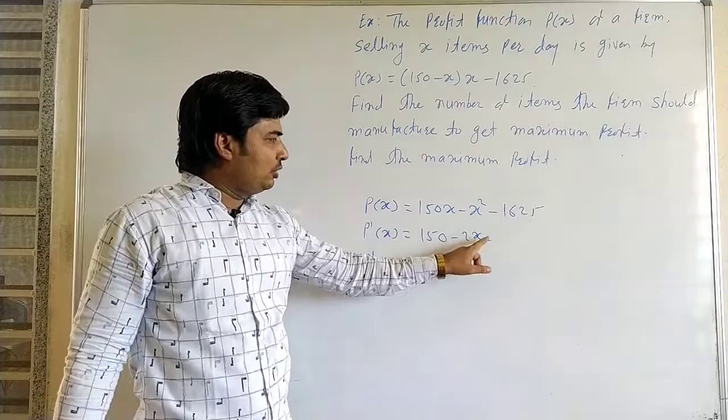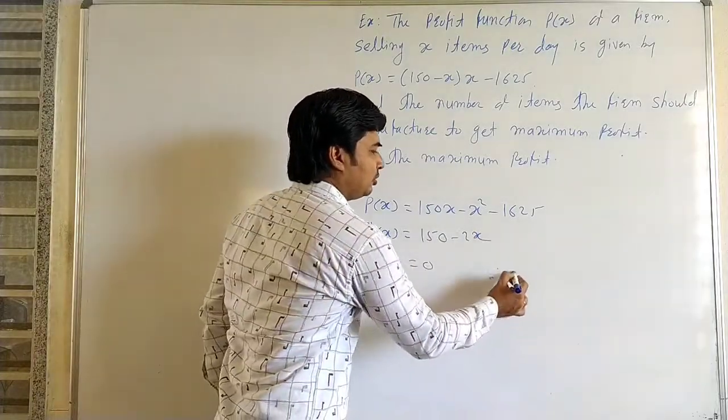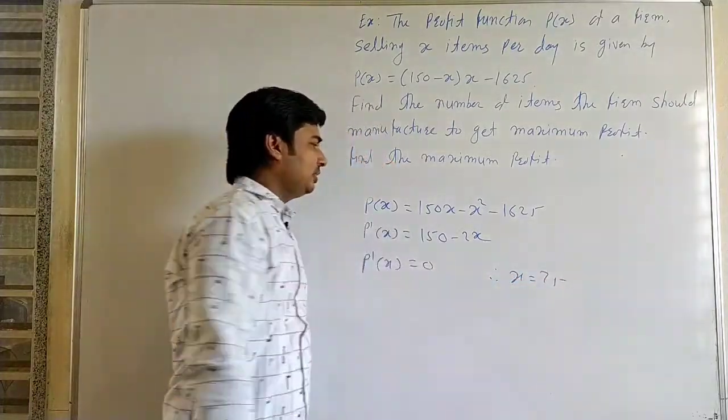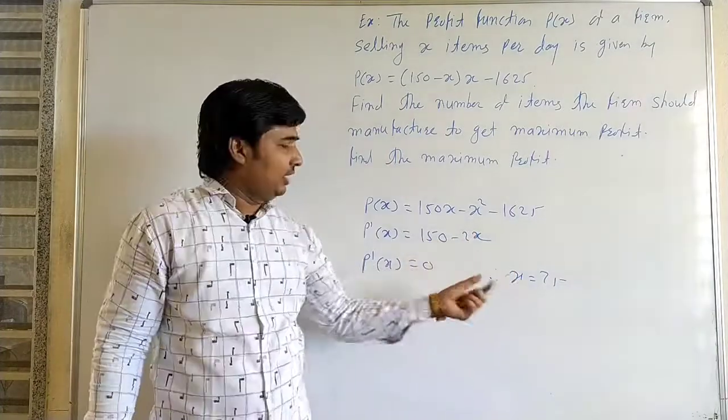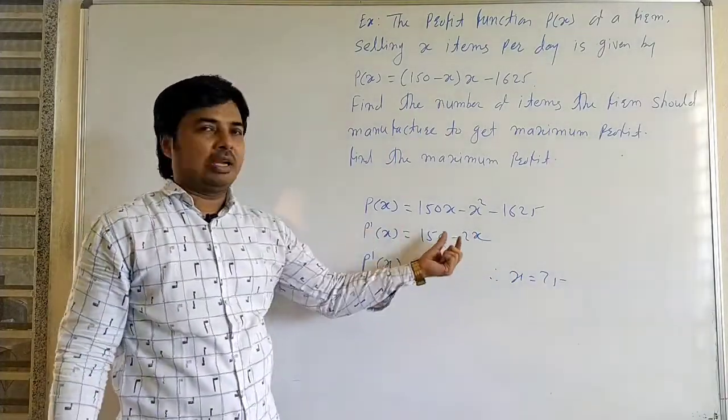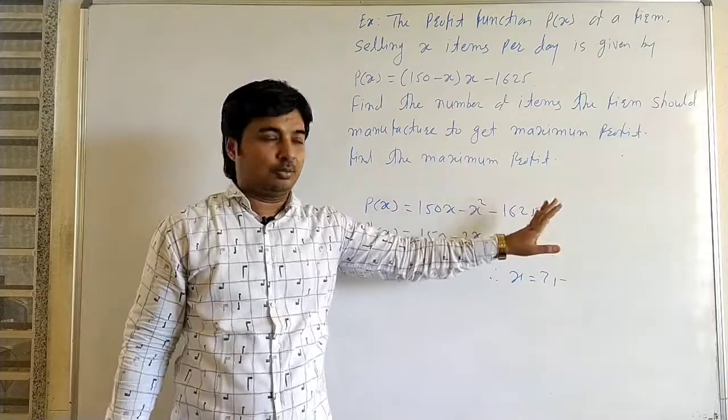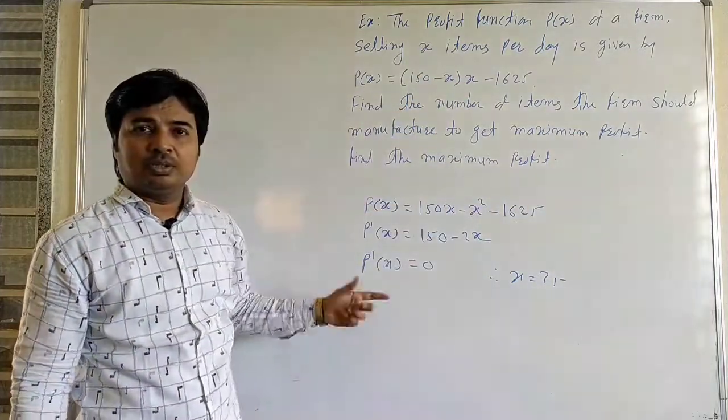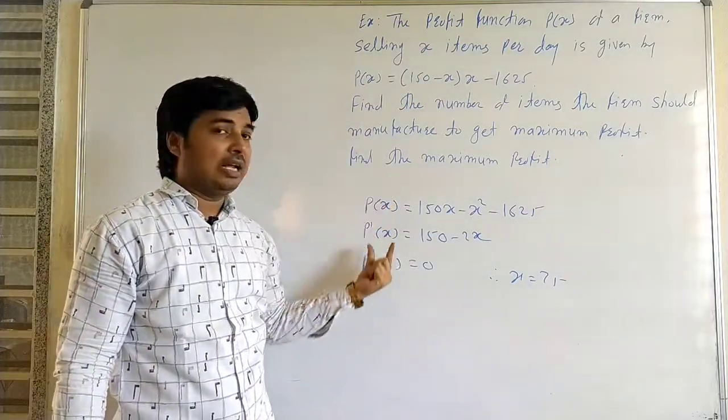That is 150 minus 2x is equal to 0. Therefore, x is equal to 75. Okay, it is a stationary point. Then P double dash of x is minus 2. It is negative, therefore maximum. Okay, it is a simple example, you do it yourself. Okay, solve it properly. Write systematically, step by step.